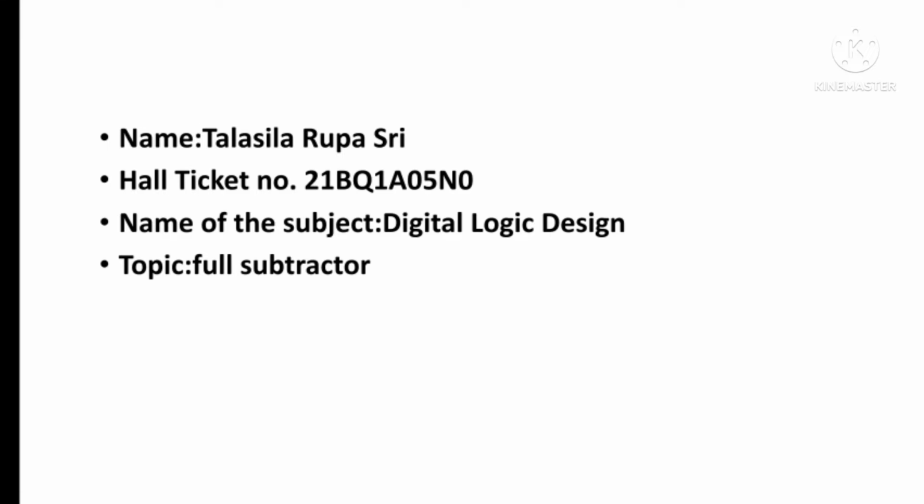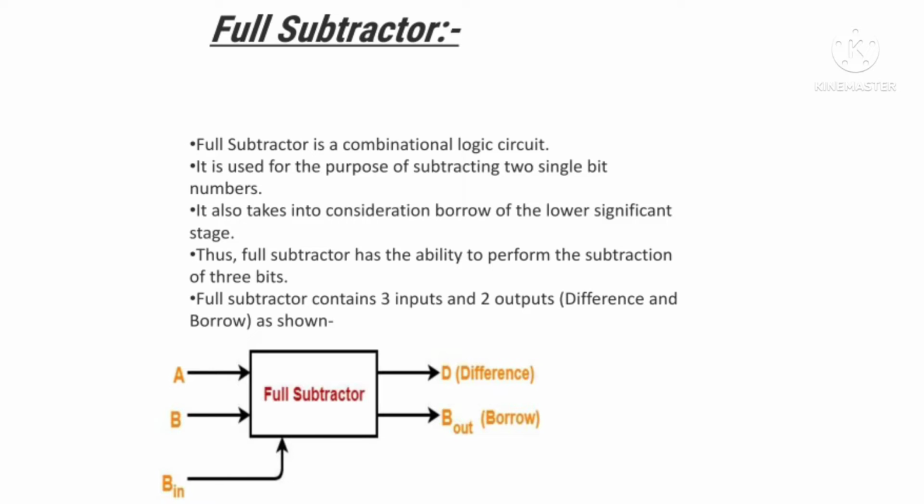Now we'll see what a full subtractor is and how we construct it. A full subtractor is a combinational logic circuit. It is used for the purpose of subtracting two single bit numbers. It takes into consideration the borrow of the lowest significant stage.